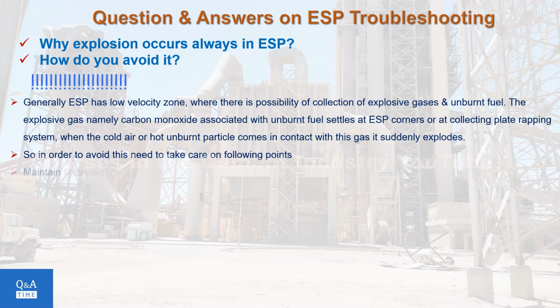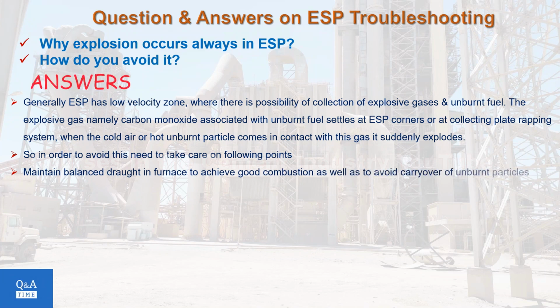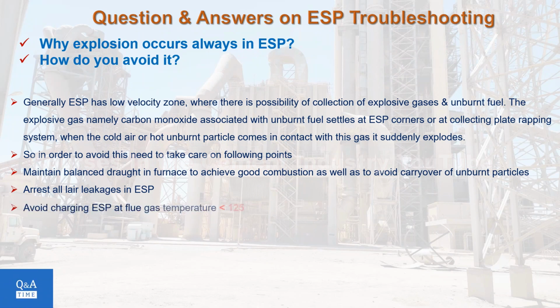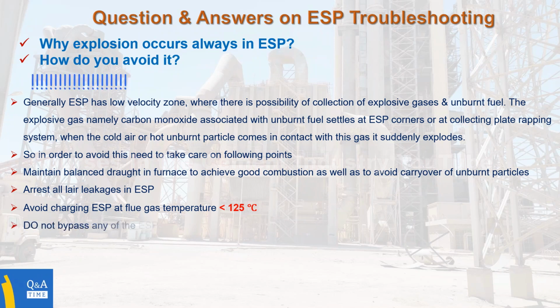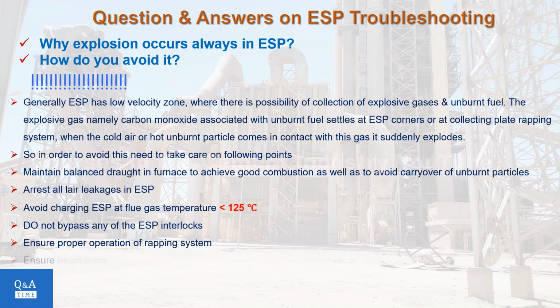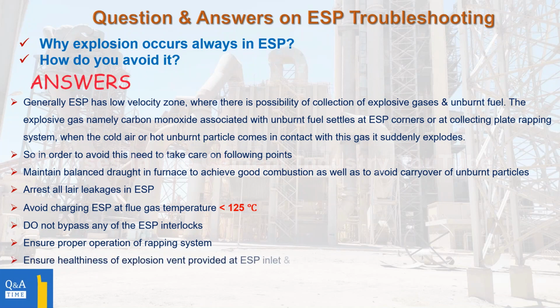Three. Maintain balanced draft in the furnace, to achieve good combustion as well as to avoid carryover of unburned particles. Four. Arrest all air leakages in the electrostatic precipitator. Five. Avoid charging the electrostatic precipitator at a flue gas temperature less than 125 degrees Celsius. Six. Do not bypass any of the electrostatic precipitator interlocks. Seven. Ensure proper operation of the wrapping system. Eight. Ensure healthiness of the explosion vents provided at the electrostatic precipitator inlet and outlet cones.